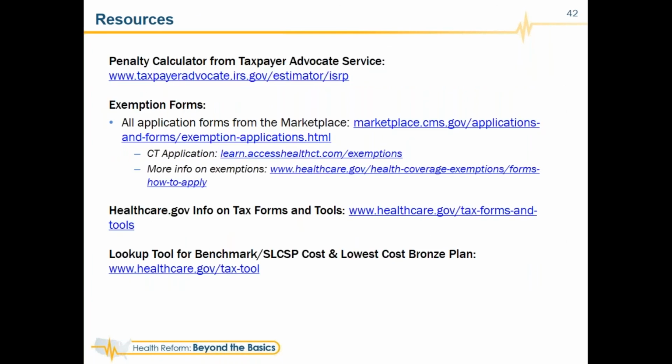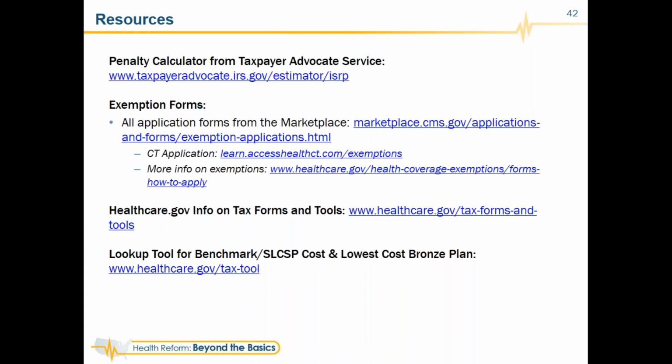And here's a list of resources because we know that this is a ton of information. There is a penalty calculator from the Taxpayer Advocate Service, which is an independent part of the Internal Revenue Service. The calculator itself is a little complicated to use, but once you figure it out, I'd play with it a little before you try to use it with clients. And then here's a link to all of the different exemption forms.